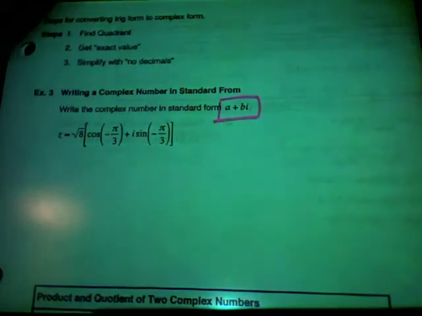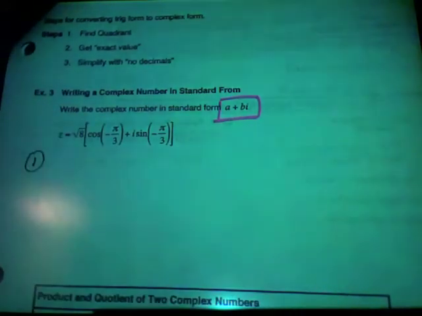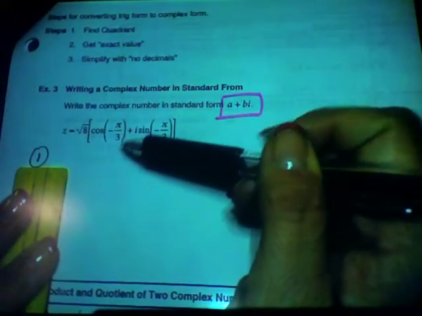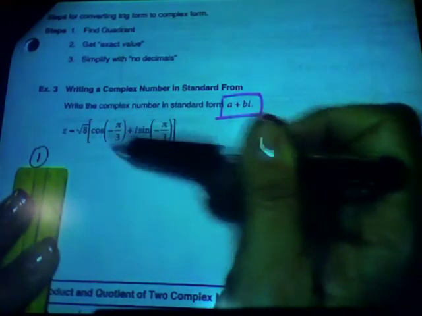Okay, so let's start with step 1. Let's figure out what quadrant we would be in. Why do you say fourth? Well, but you got negative pi over 3, right? So negative implies you're going in the clockwise direction, right?